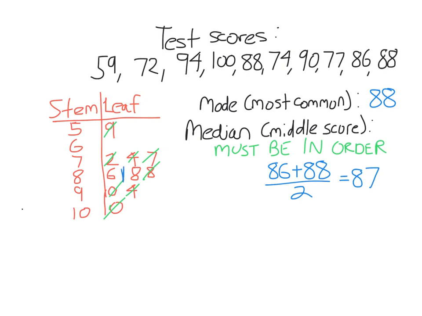You can see that before this blue line, there are 5 scores. So there are 5 scores less than the median. And there are also 5 scores above the median. So that's the point of the median being the middle score.